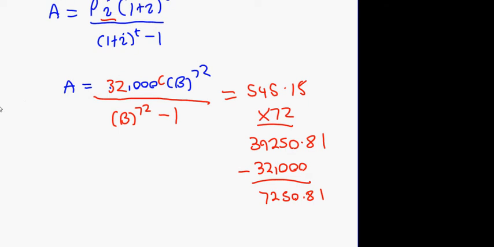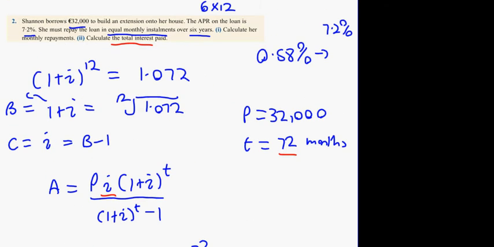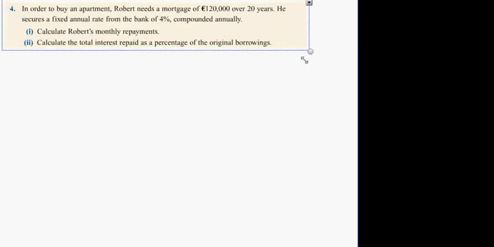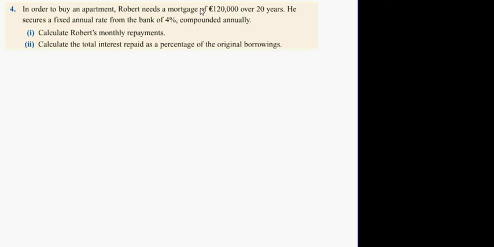Okay, let's move on to question 4. In order to buy an apartment, Robert needs a mortgage of 120,000 over 20 years. He secures a fixed annual rate from the bank of 4% compounded annually. Calculate Robert's monthly repayments. Once again, it's considered to be monthly.